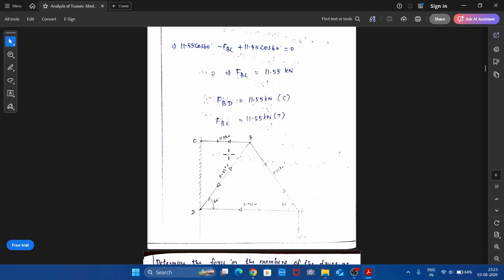In case we get tensile, say we have got tensile force here, F_BC, 11.55 kilonewton tensile, then tension should be marked like this. With respect to C, the force should leave the joint. With respect to B, the force should leave the joint. So this is how we should analyze a truss using the method of joints.